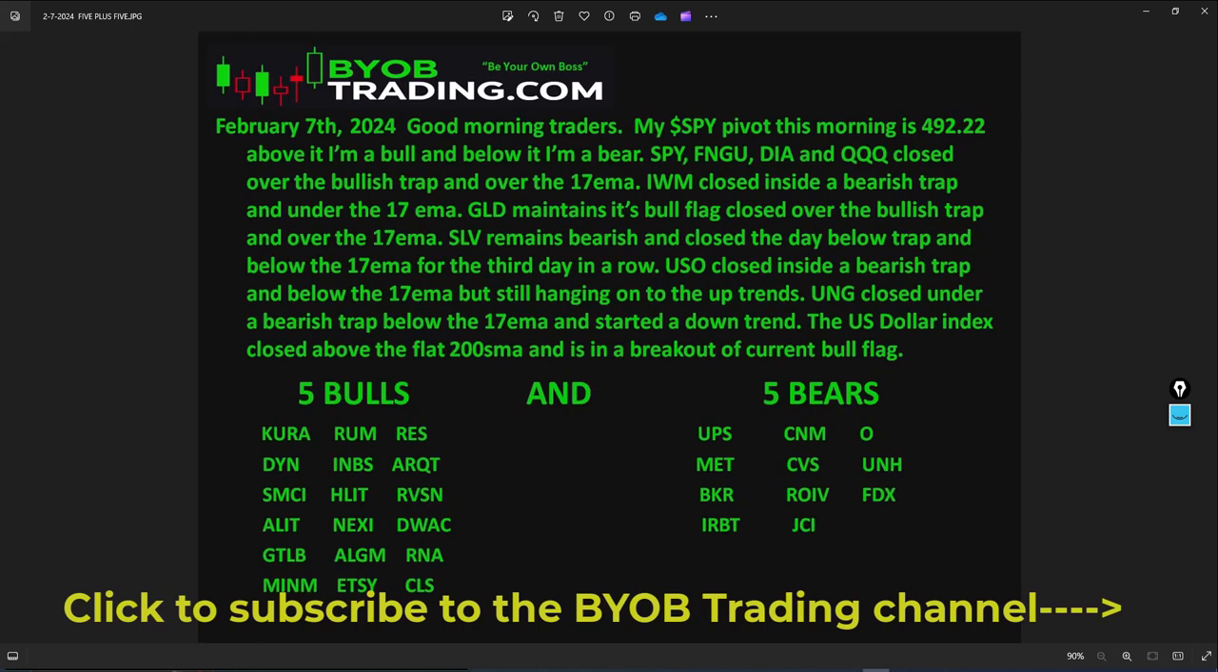It closed under a bearish trap, below the 17 EMA, and started the downtrend because it broke the higher low that was previously set. Okay, so US dollar index closed above the flat 200 SMA and is currently in the breakout. So let's go take a look at some charts.